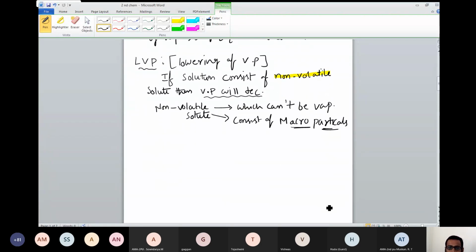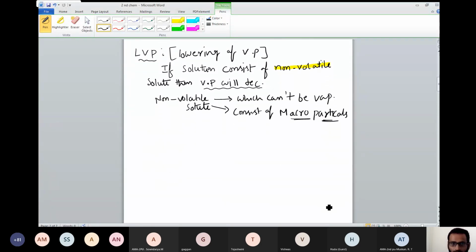So what is LVP? Lowering of vapor pressure. If a solution consists of non-volatile solute, then the vapor pressure will decrease. That decrease in vapor pressure is called lowering of vapor pressure. So how will you write the definition? The decrease in vapor pressure of a solution due to non-volatile solute is called lowering of vapor pressure.